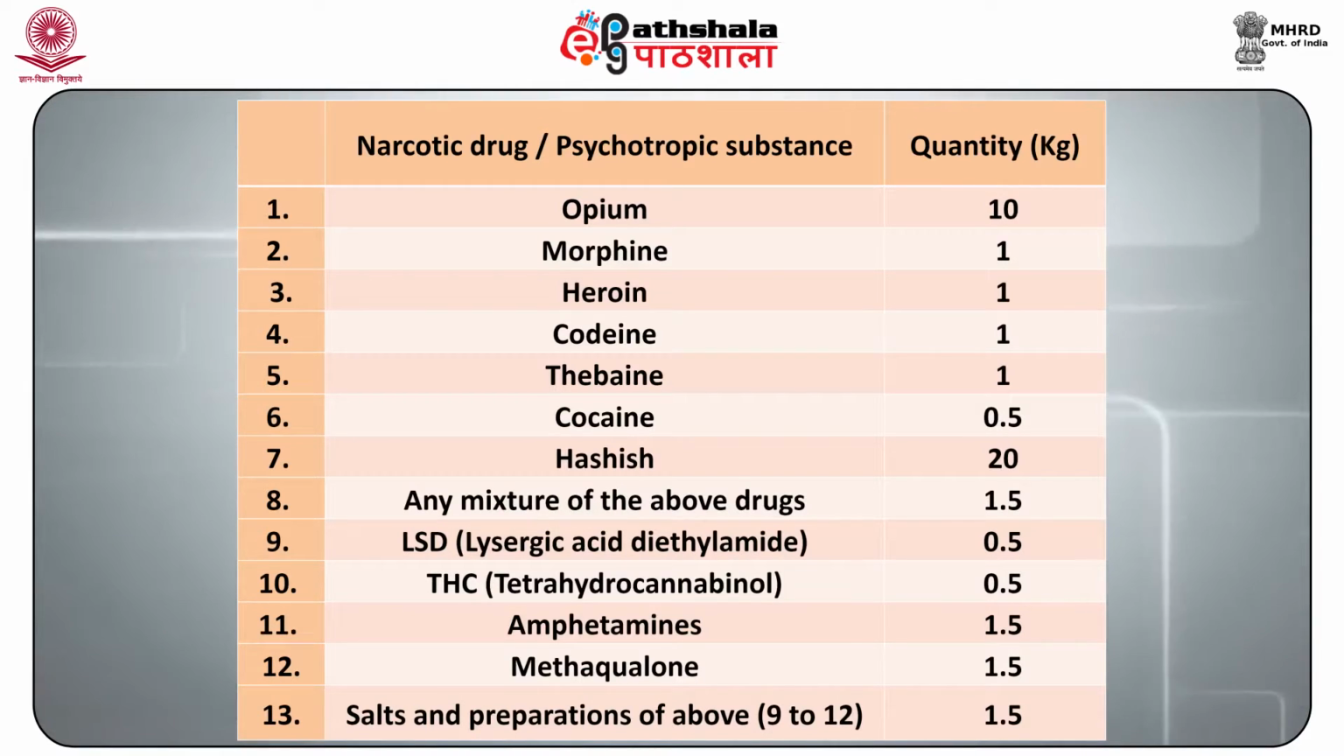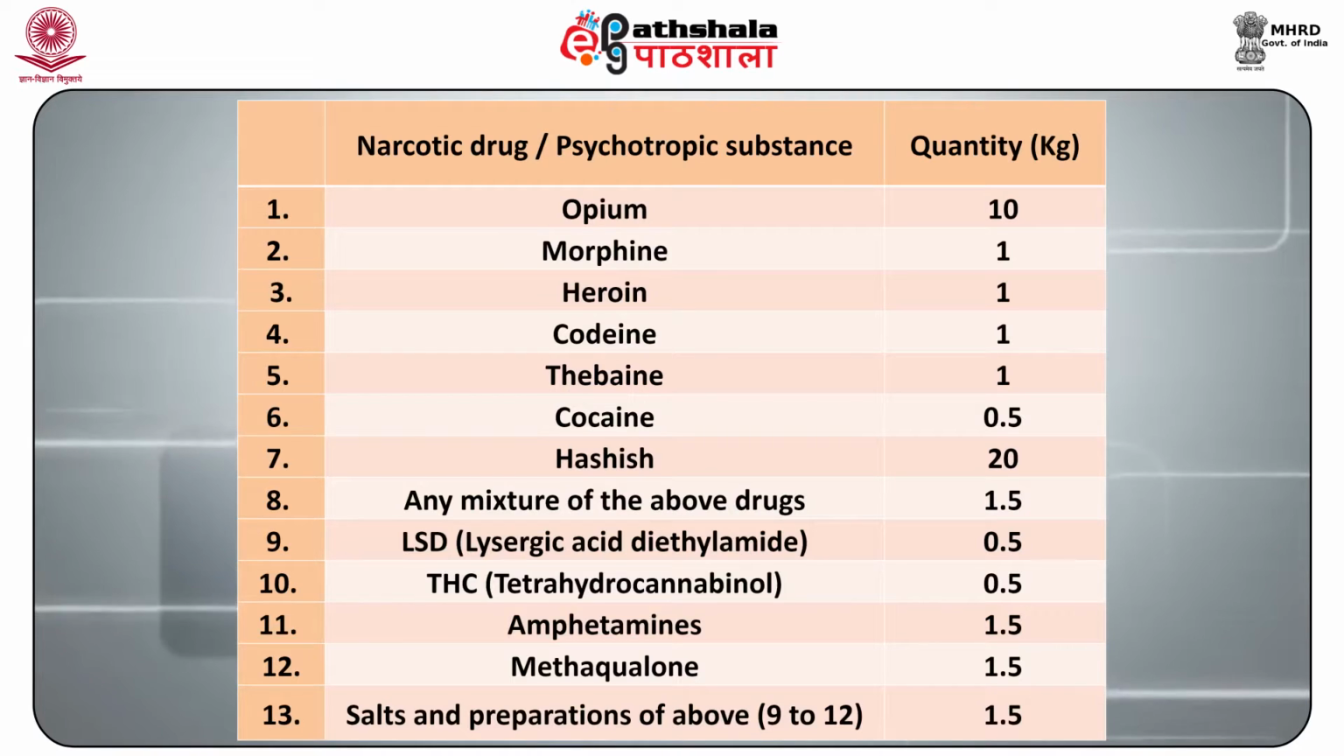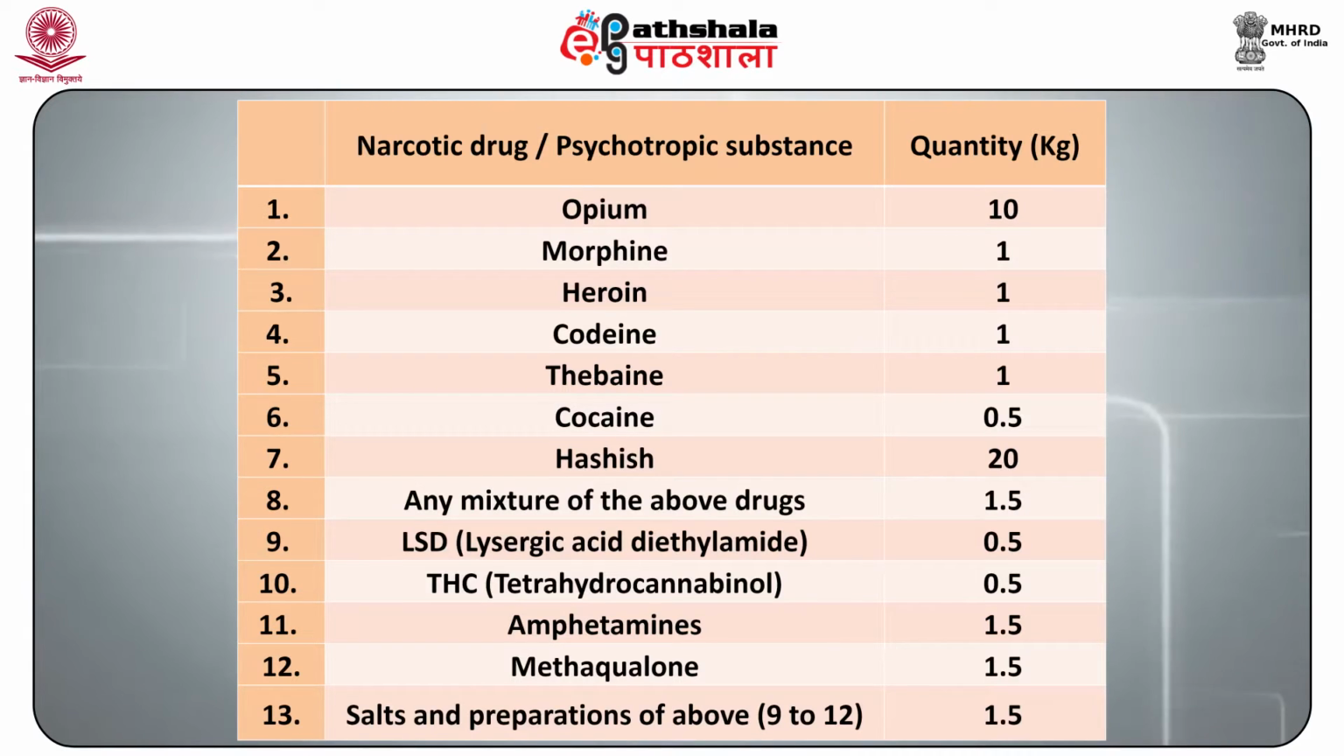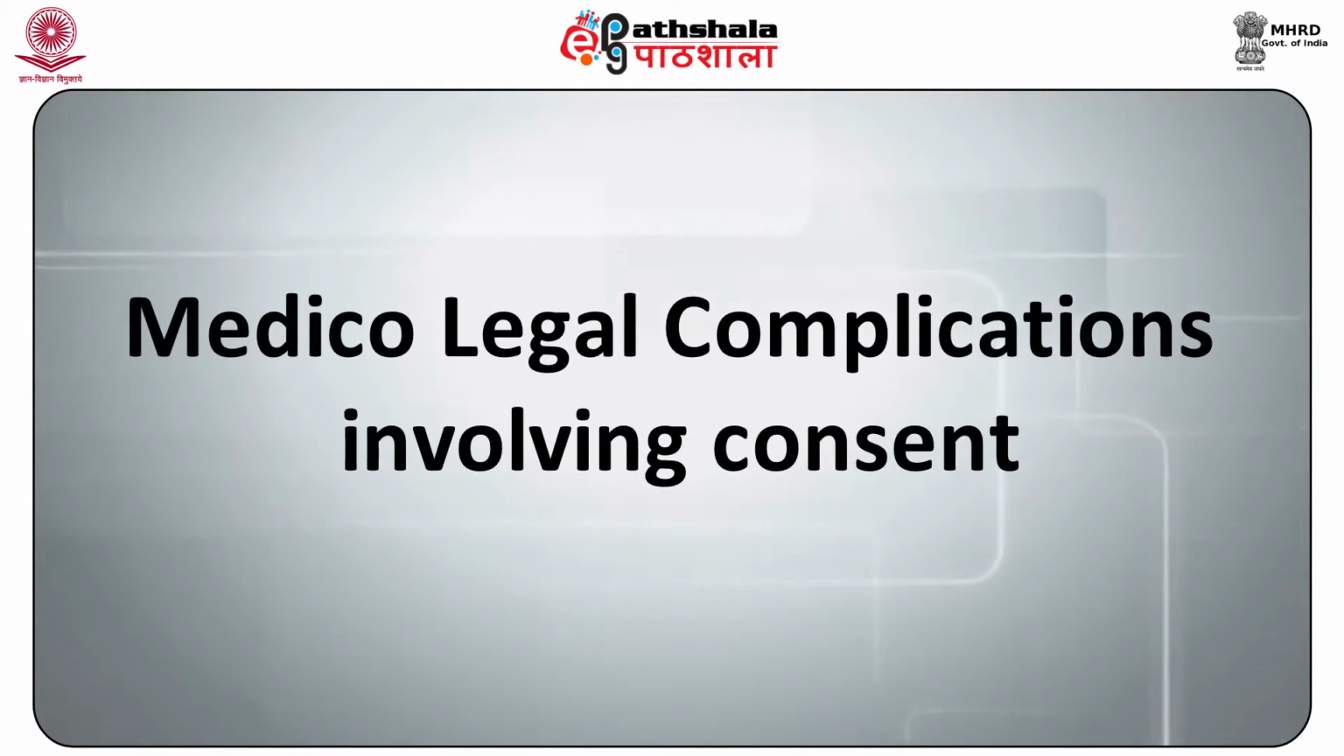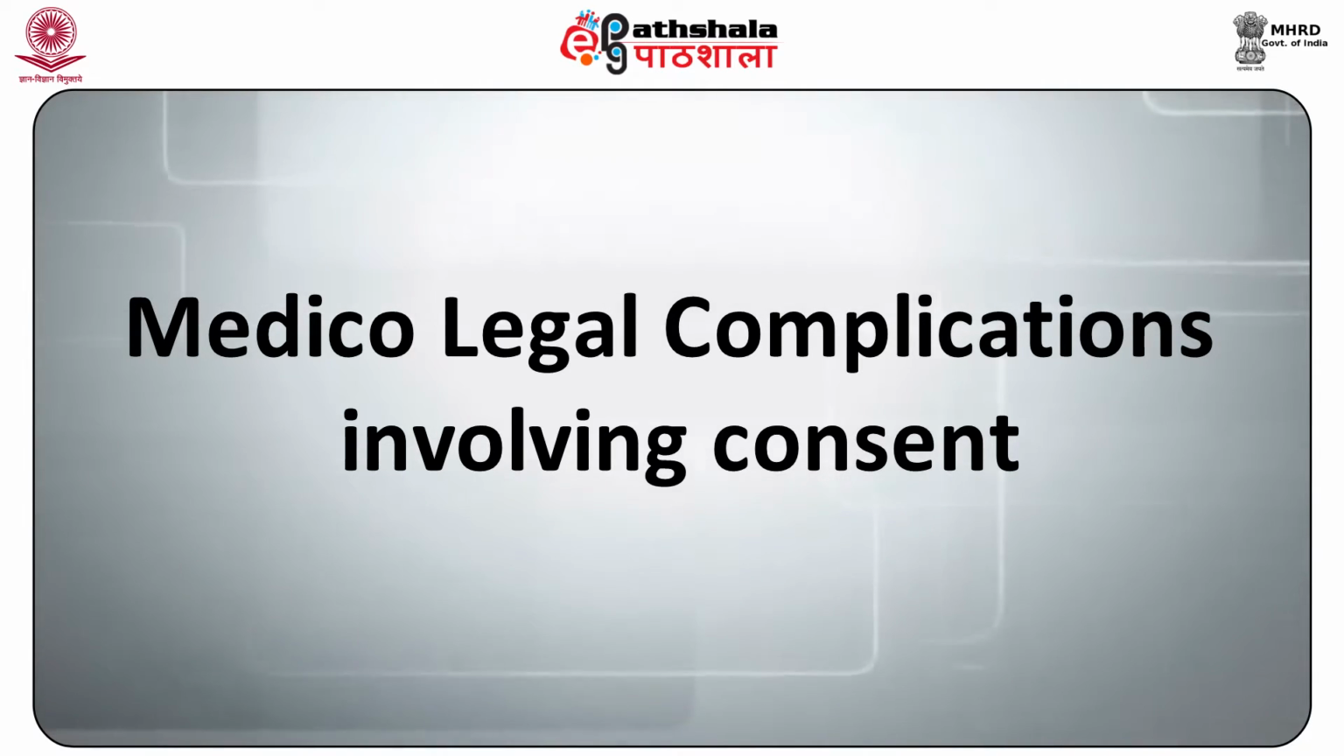LSD or lysergic acid diethylamide 0.5 kgs. THC or tetrahydrocannabinol 0.5 kgs. Amphetamines 1.5 kgs, methaqualone 1.5 kgs, salts and preparations of the already said psychotropic drugs or narcotics will be 1.5 kgs. So in this table we have shown the minimum quantity of seizure in repeated offense for imposition of death penalty. Next, students, we will study about the medico-legal complications involving consent.